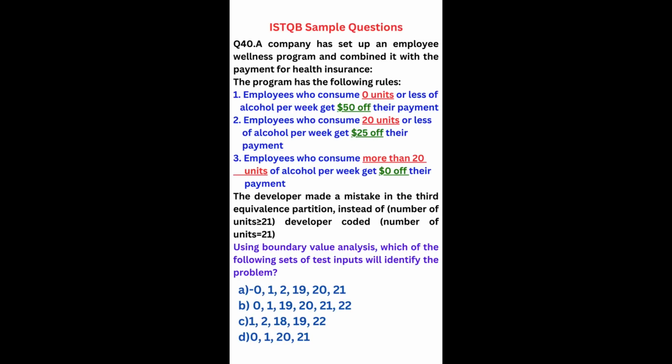A company has set up an employee wellness program and combined it with the payment for health insurance. The program has the following rules. 1. Employees who consume 0 units or less of alcohol per week get $50 off their payment. 2. Employees who consume 20 units or less of alcohol per week get $25 off their payment. 3. Employees who consume more than 20 units of alcohol per week get $0 off their payment. The developer made a mistake in the third equivalence partition. Instead of number of units is greater than or equal to 21, developer coded number of units equals 21. Using boundary value analysis, which of the following sets of test inputs will identify the problem?